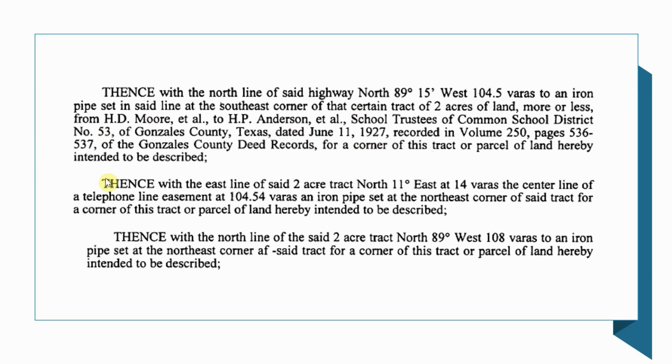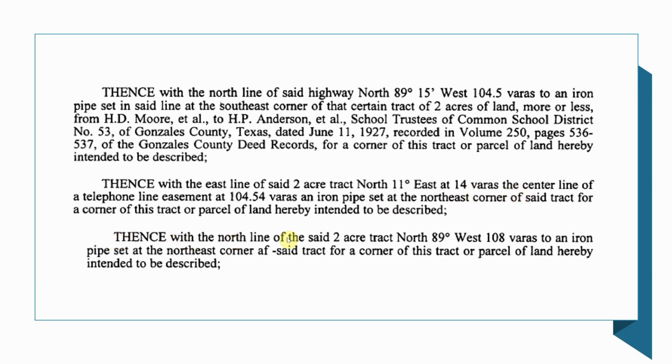Pardon me. Thence, with the east line of said 2 acres tract, north 11 east, at 14 varas the center line of a telephone line easement, at 104.54 varas an iron pipe set at the northeast corner of said tract for a corner of this tract or parcel of land hereby intended to be described. So again, we've moved along. We have that center line along the easement, and then we have our actual iron pipe that's been set for the new northeast corner of the land.